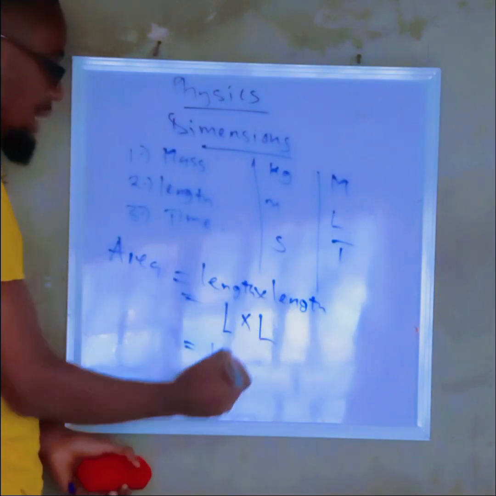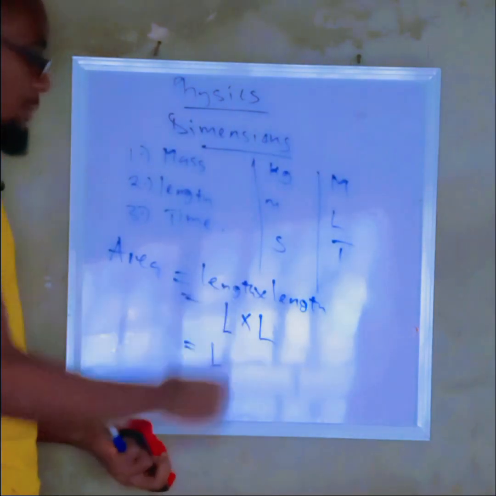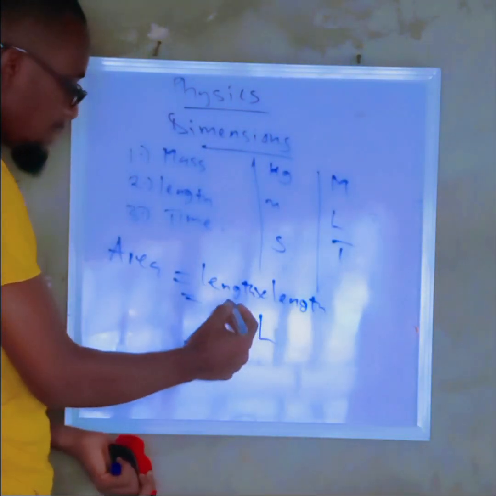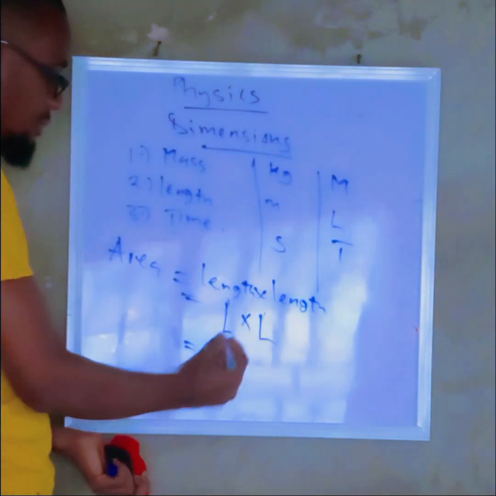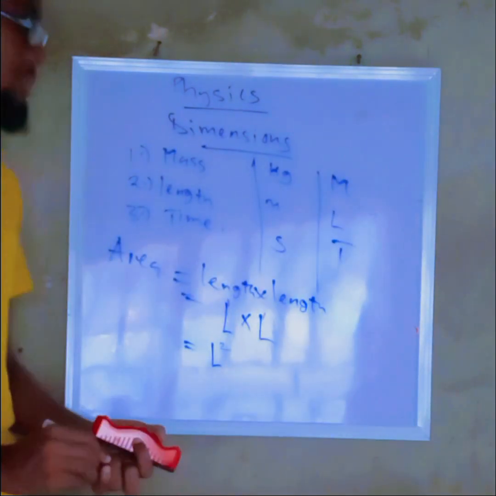The power here is 1. Like I normally say, when you don't see anything, assume that 1 is the power. So we can assume that 1 is here and also assume that 1 is here. So 1 plus 1 is what? 2. So that's the dimension for area, L squared.